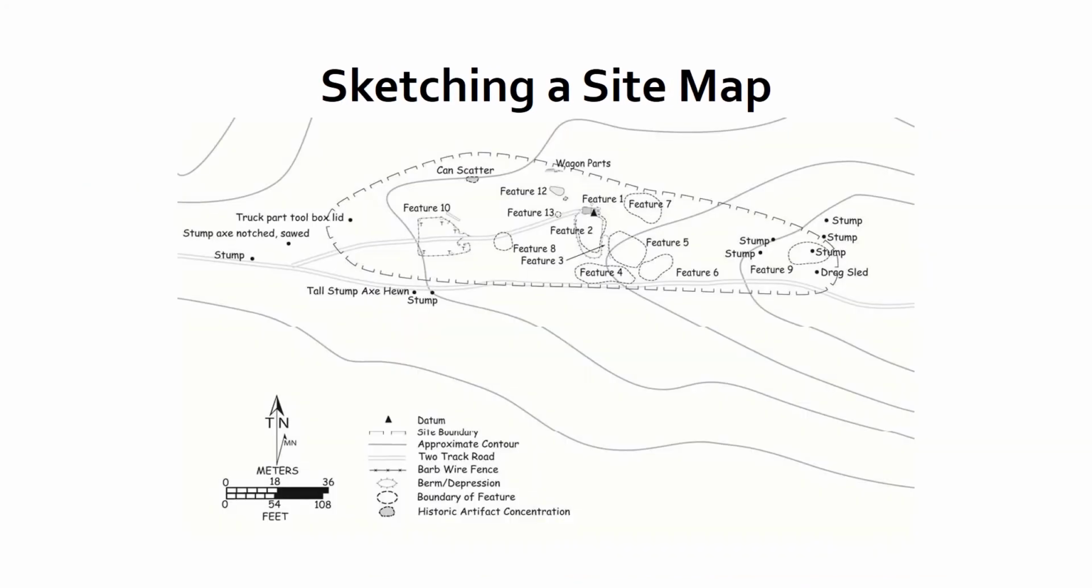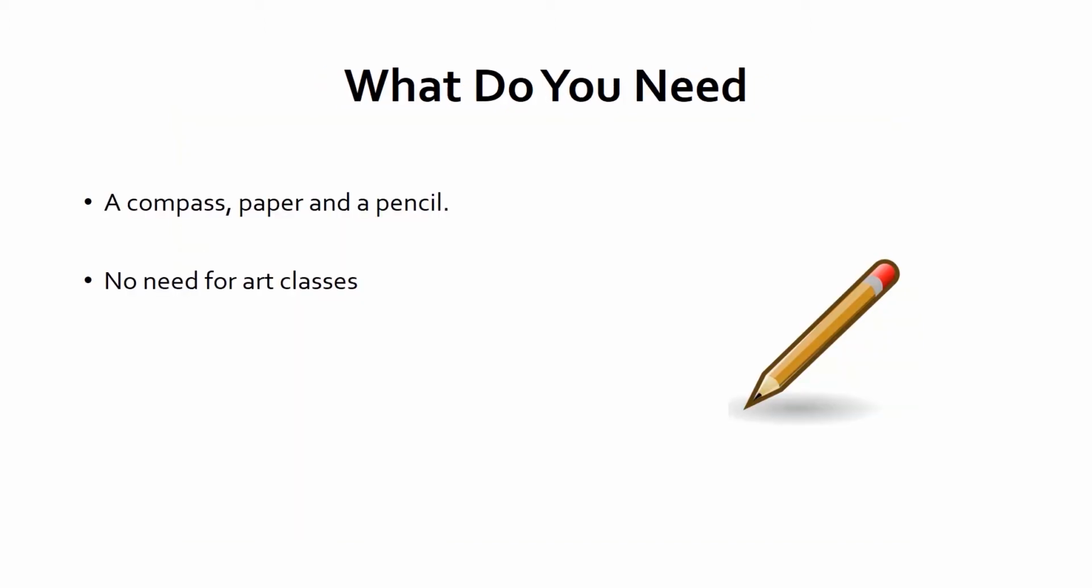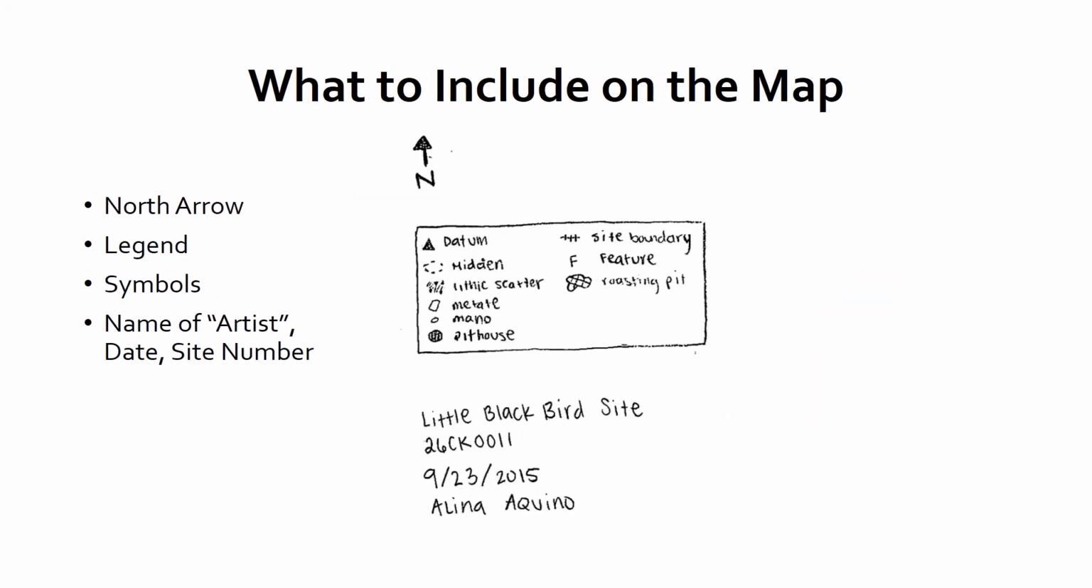You can sketch a site map, which this is made from a computer, so it's not expected to be this quality if you make a site map. Because all you need is a compass, paper, and a pencil. No art classes are needed. We want to make sure there's a north arrow, a legend with symbols, and the name of the artist, the date, and the site number.